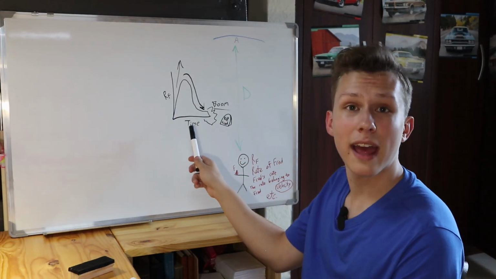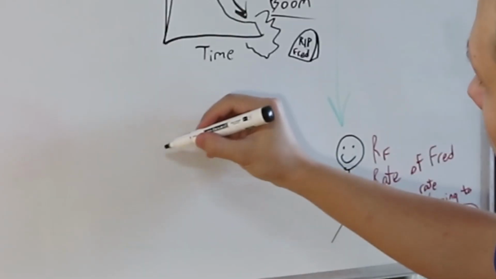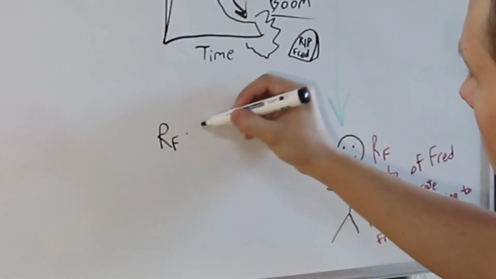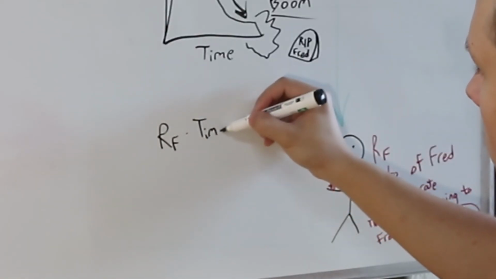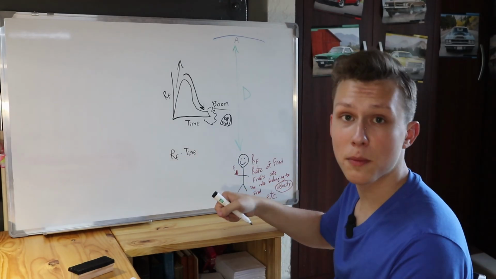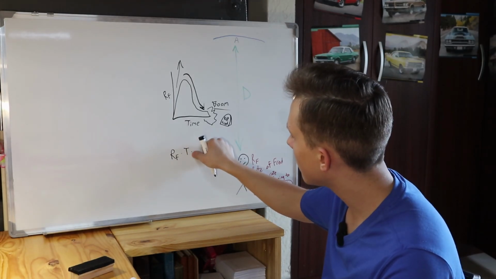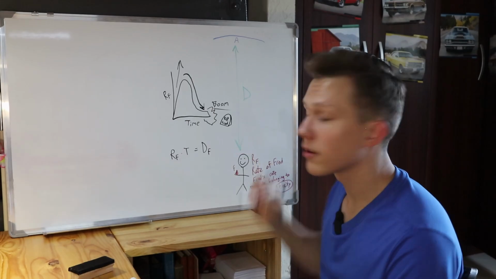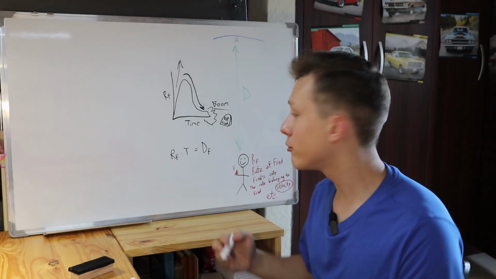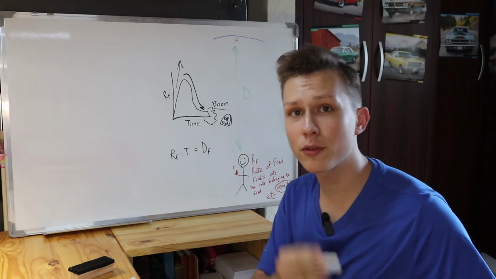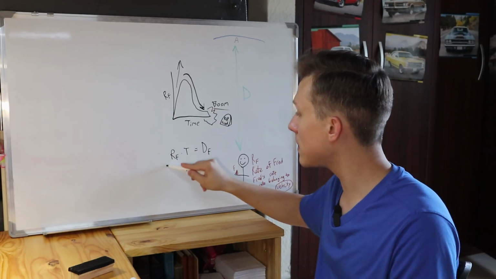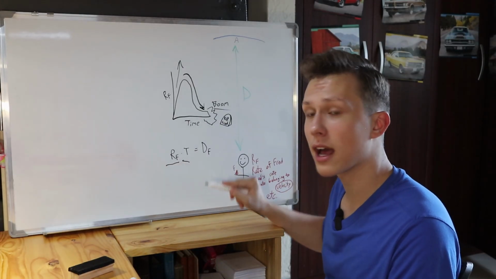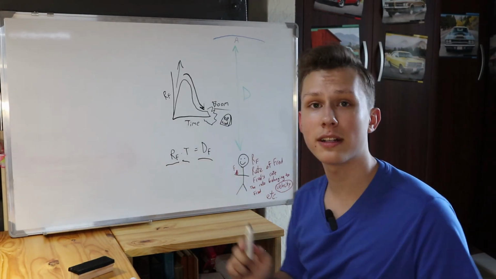Rate of Fred and time. If we take R of F times time, which in this case could be represented by just T, equals D of F. That's the distance traveled by Fred over time. So when Fred travels at a certain speed for a certain time, he will travel a certain distance.